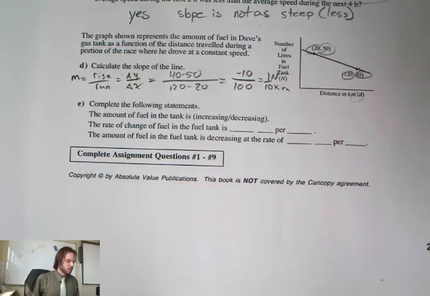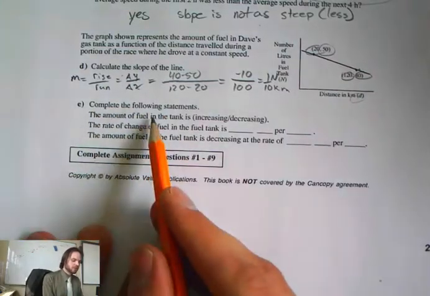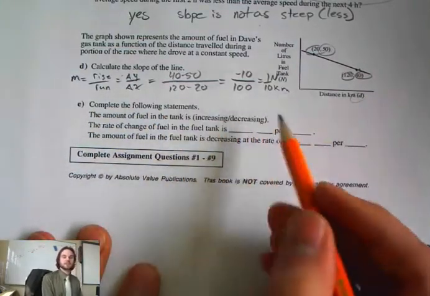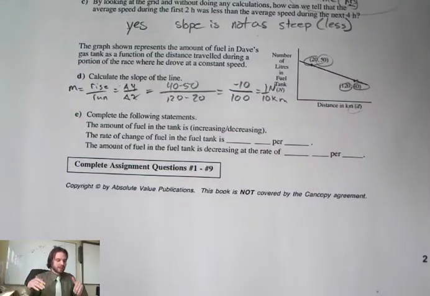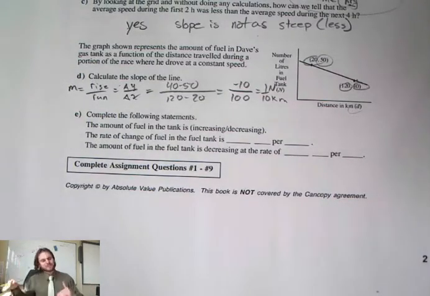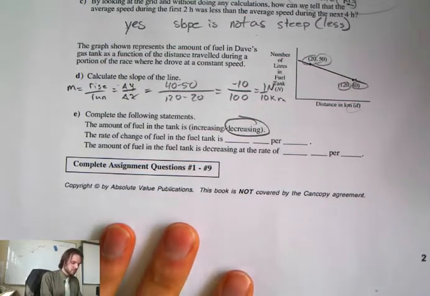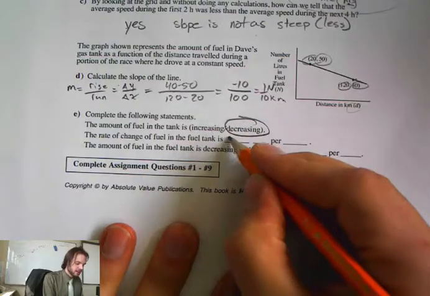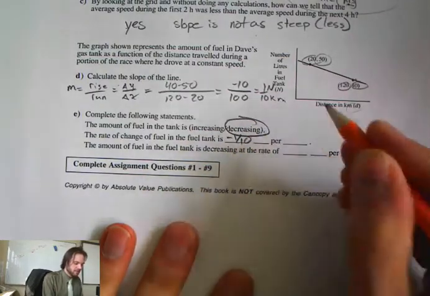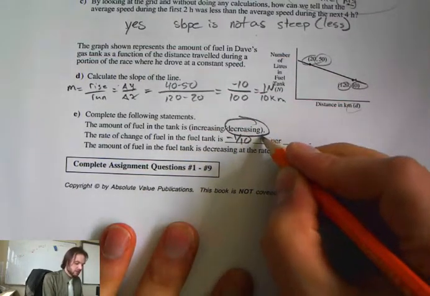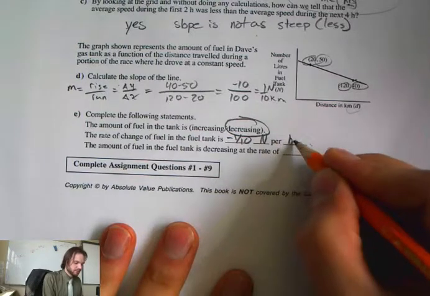And that's it. Now, it says complete the following. The amount of fuel in the tank is increasing or decreasing. Well, it's a downward slope. It's going down from left to right. We go down, therefore it is decreasing. The rate of change of fuel in the tank is negative 1 over 10, and that is liters, or in this case, N per hour.